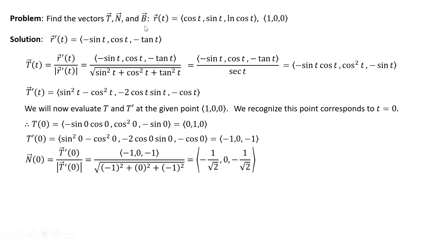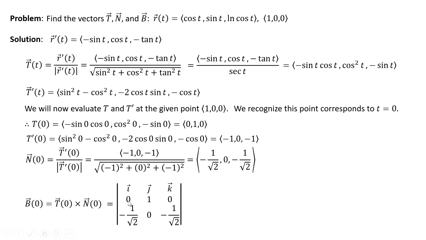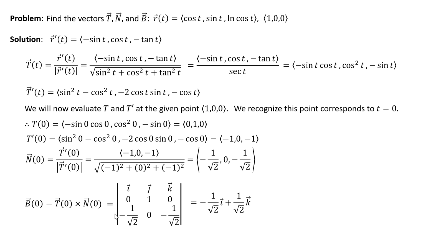How do we find B? T of 0 crossed with N of 0 should give us the B of 0. And so I just did the cross product. Ta-da, that's it. Cool. If you guys learn these simple concepts, I'm a happy man for this section. Okay, folks, that's it.